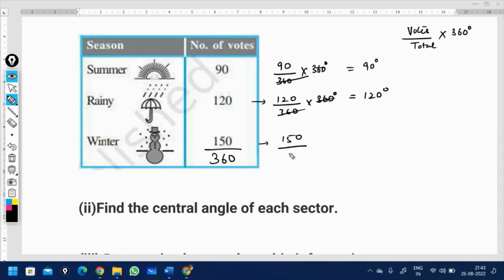And the third one is 150 upon 360 votes, that is the total, multiplied by 360 degrees, which will give me, yes, you are right, 150 degrees. So now we know the center angle of each season, and we have to now represent it in the form of your pie chart. Let's see, how do we do that?